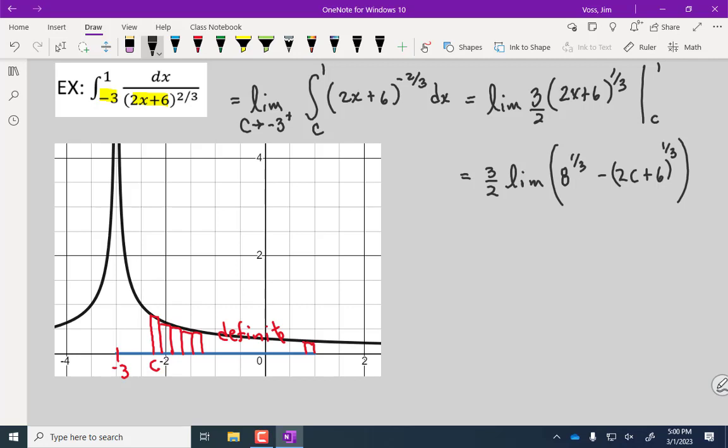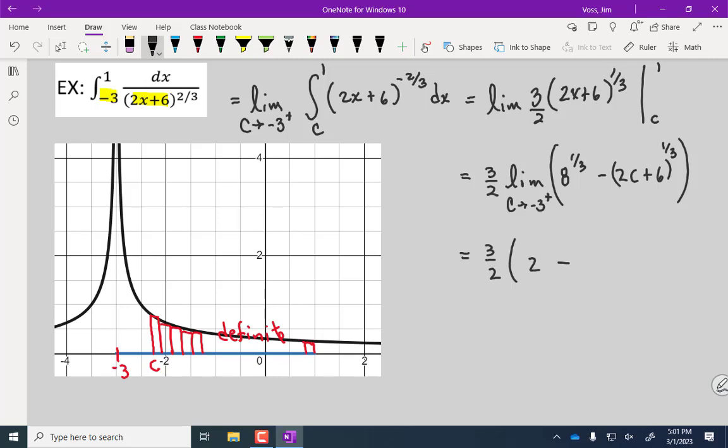And you can look at the graph a little bit. You can see that it's tighter on this vertical asymptote than it is on x. You can see it's a little closer, a little tighter. All right, so let's see what we get here. So this limit is as c goes to -3 from the right. Obviously the limit of the constant is itself. And what is 8 to the 1/3? That's 2.